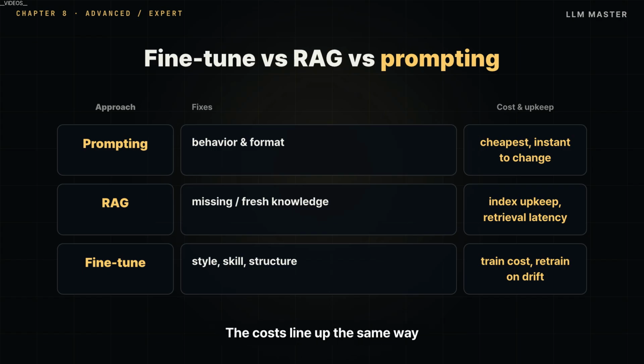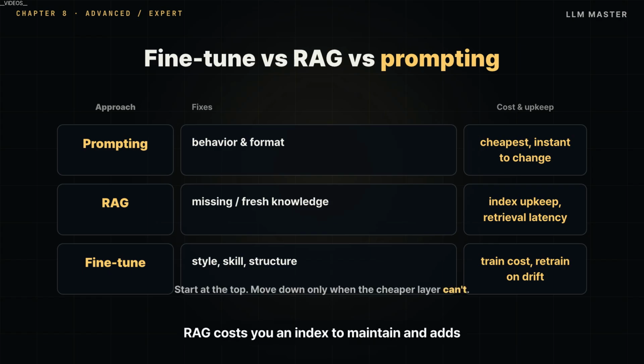The costs line up the same way. Prompting is free to change and instant. RAG costs you an index to maintain and adds retrieval latency on every call. Fine-tuning costs a training run up front, and the part people forget, a retrain every time your data or requirements drift. Start at the cheapest layer. Move down only when it genuinely can't do the job.